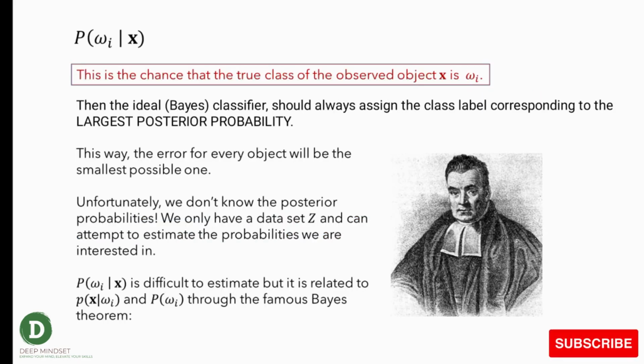The ideal classifier, which doesn't exist in the real world, is the Bayes classifier. It should always assign the class label corresponding to the largest posterior probability. The chances that we're actually going to get that population right are higher more of the time. This way, the error for every object will be the smallest possible. What's the problem? Well, we don't know the posterior probabilities for every single object that might be in the data set. We can work it out for the ones we've got, but that's not the guarantee for the things we haven't seen yet.